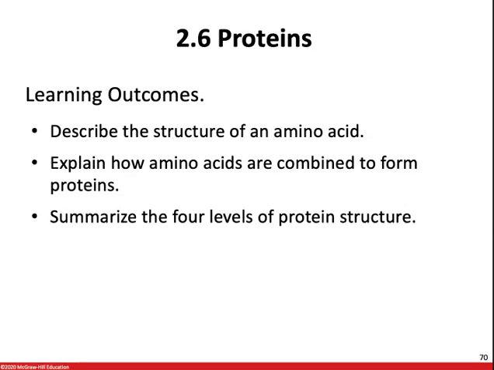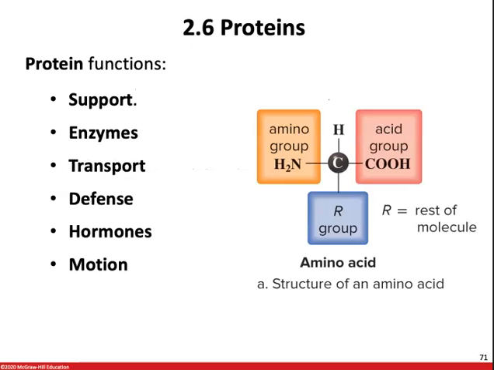All right, section 2.6, proteins. For this, I want to make sure that you guys are able to describe the structure of an amino acid, explain how amino acids are combined to form proteins, and then summarize the 4 levels of protein structure.